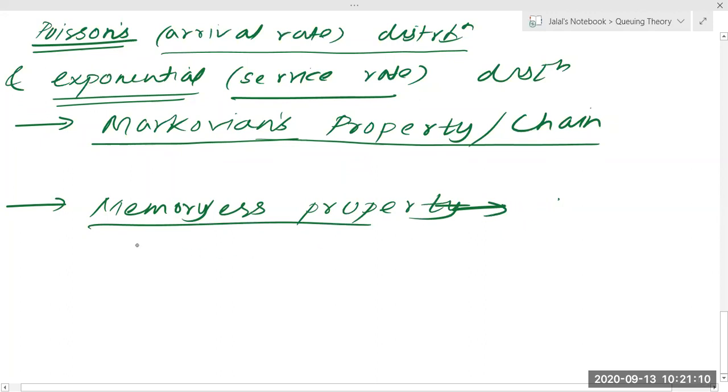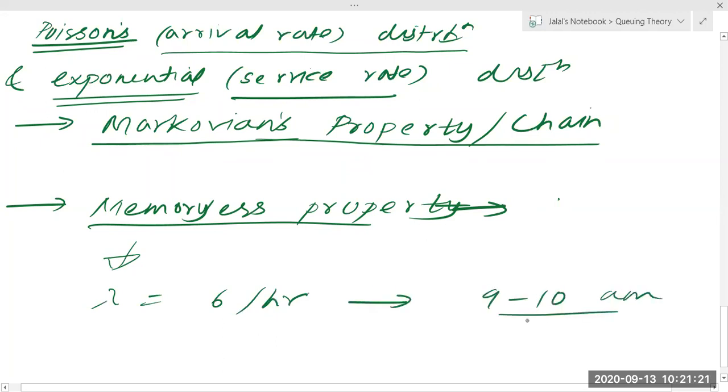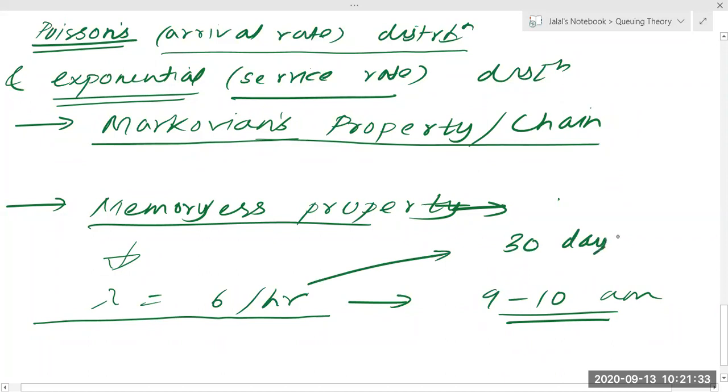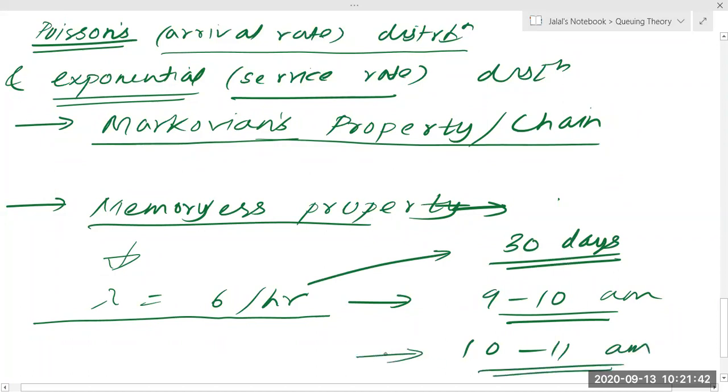So memoryless property means whatever is fed into the system. Suppose I am telling lambda is equal to 6 per hour, and this will be only for 9 to 10 a.m. This average value is estimated across 30 days only from 9 to 10. This will not be acceptable from 10 to 11 a.m. So these kinds of properties are called memoryless property.